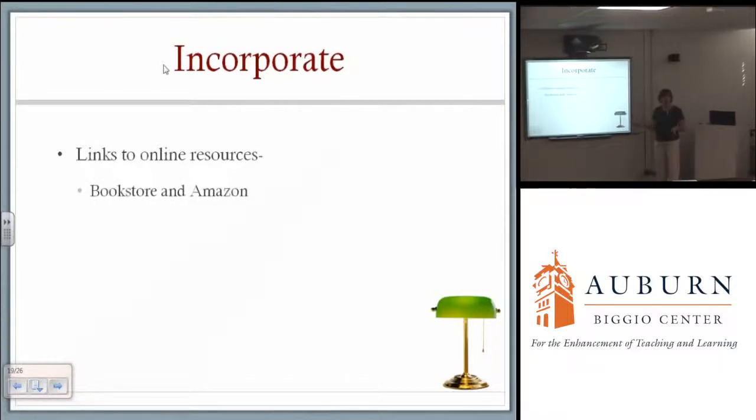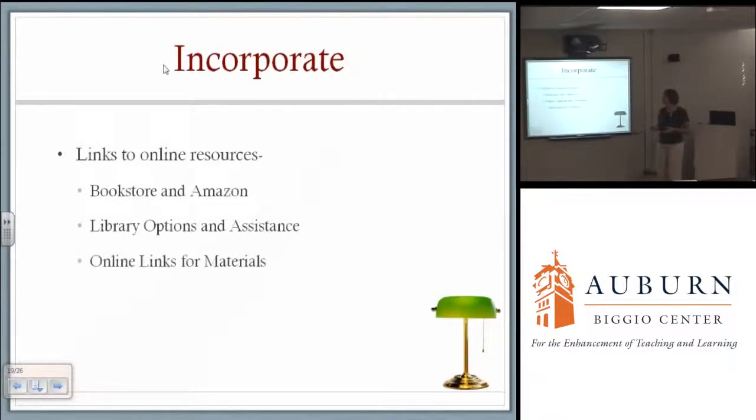Bookstore and Amazon, they're all online options. The library has online options. Make sure your students are familiar with those, and again, those online links for materials. And then university-specific resources: the handbook is online. All those things that they would need to know are out there, and I can help you get a lot of those links. If you think of any others, feel free to let us know if there are other areas of concern.